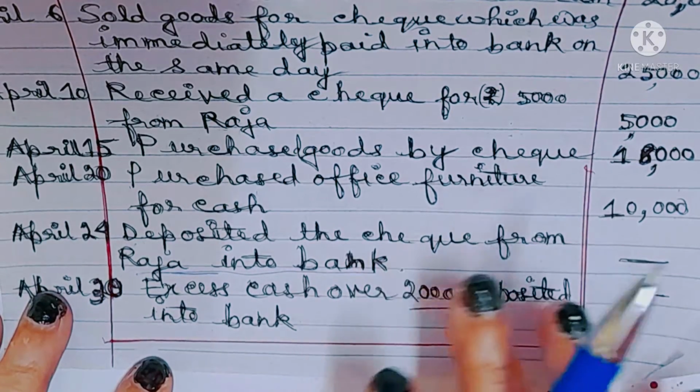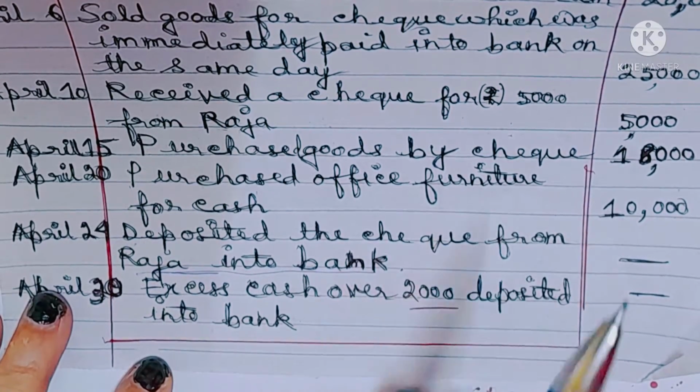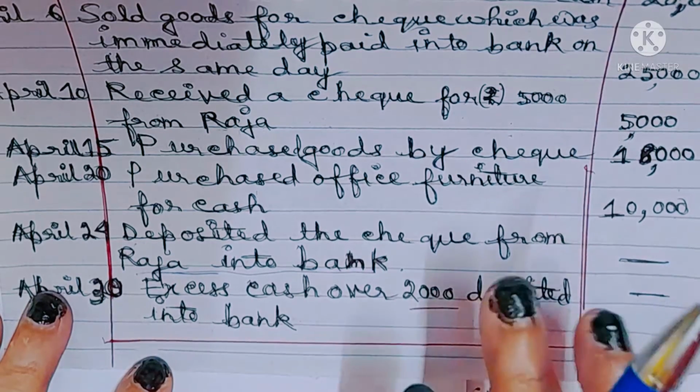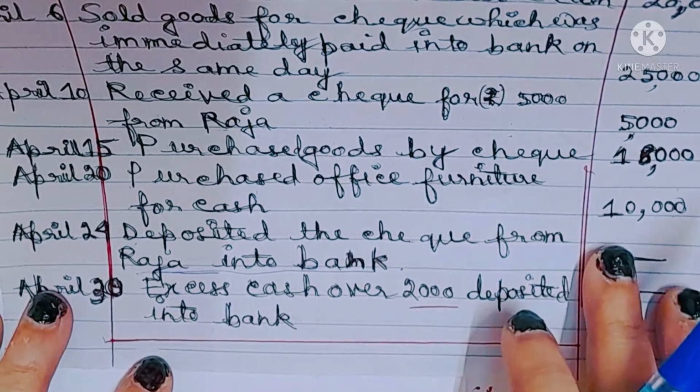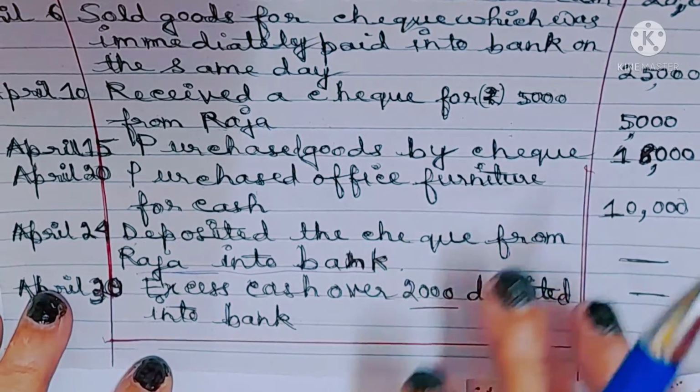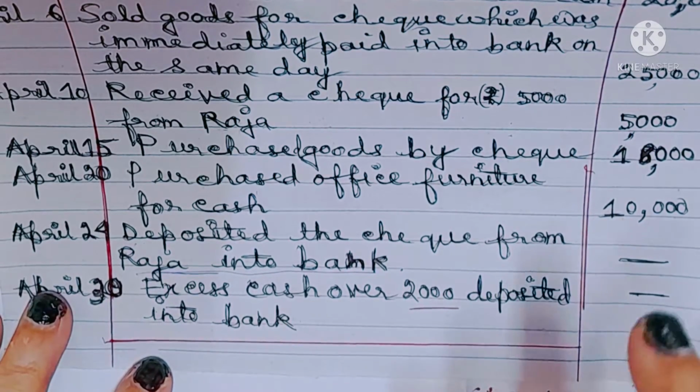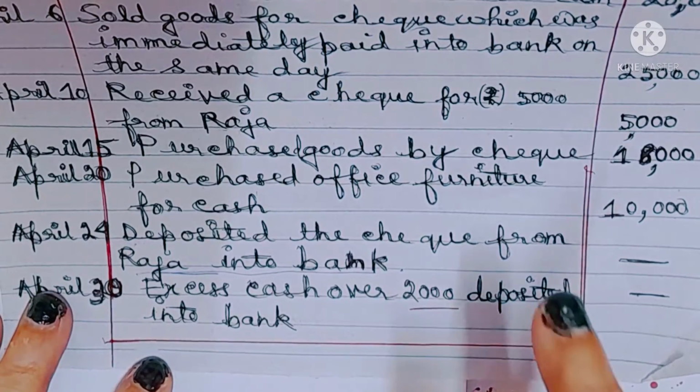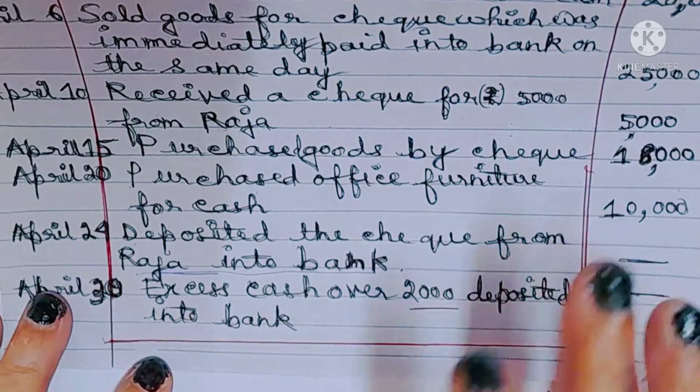We'll have to calculate the total of cash column on the debit side and the total of cash column on the credit side. So from my debit side total, I have to deduct the credit side. Then the excess amount I get, I have to deposit into the bank account.